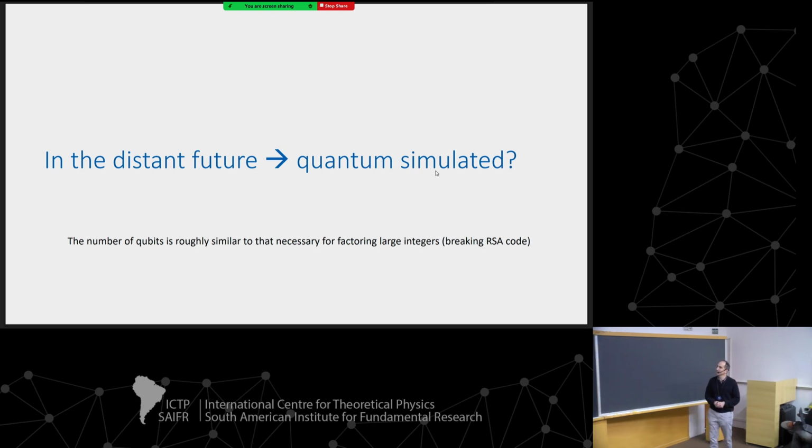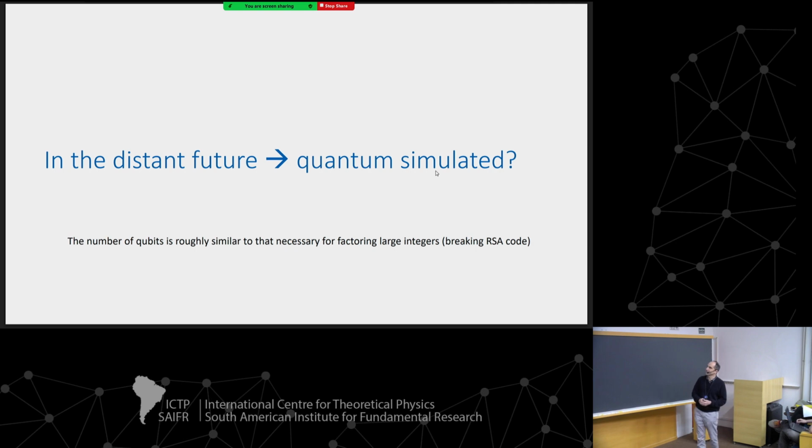And that number, if you calculate it, is similar to the number that you need to factor large integers. Quantum computers are supposed to factor large integers and break the codes and so on. So by the time they break codes, they will also be able to simulate this model. It's a number of about maybe 7,000 or 10,000 qubits. This is without error correction, of course.